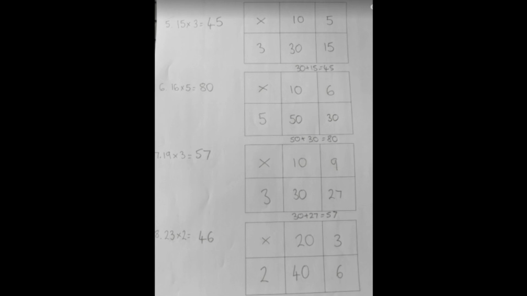Question 7. 19 times 3. If you play darts, you would automatically know that this is 57, because that's triple 19. So 10 times 3 is 30, 9 3s are 27, 30 plus 27 is 57. And finally, 23 times 2, so double 23 is 46. 20 times 2 is 40, 3 times 2 is 6, add them together and you get 46. Give yourself an excellent work if you've done all of those.